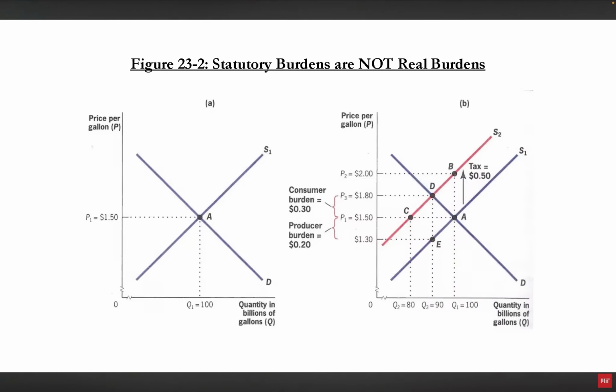And remember the definition of equilibrium. That makes both producers and consumers happy. Producers are willing to sell 100 billion gallons at $1.50 a gallon. Consumers are willing to buy 100 billion gallons at $1.50 a gallon. The market's in equilibrium.